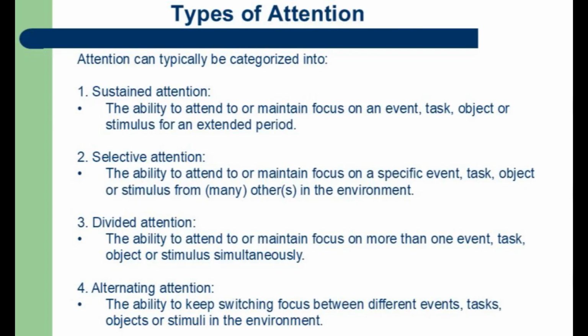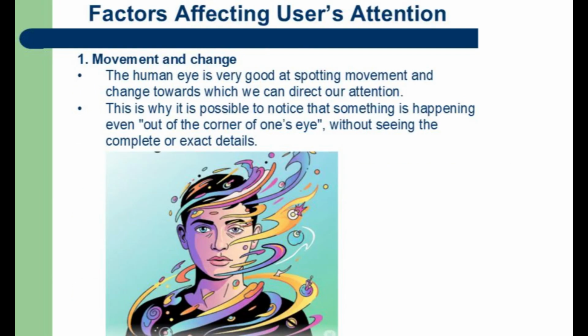3. Divided attention is the ability to attend to or maintain focus on more than one event, task, object or stimulus simultaneously. 4. Alternating attention is the ability to keep switching focus between different events, tasks, objects or stimuli in the environment. Let us now examine various factors that affect the user's attention.